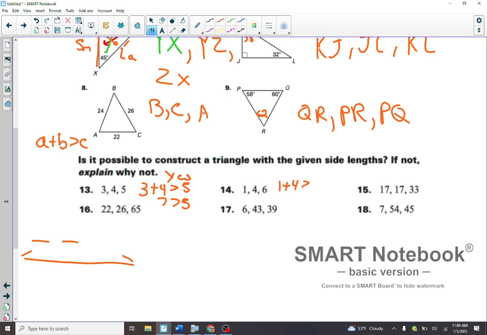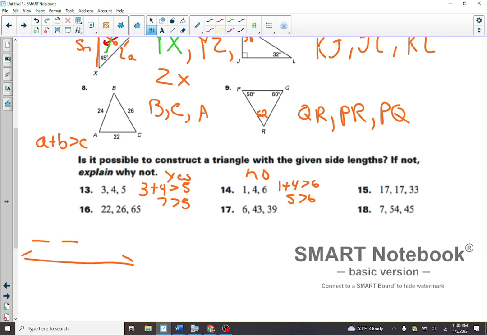1 plus 4 is bigger than 6? You just do 5 is bigger than 6. Is that true? Add it up, they need to be bigger. So this is no. Remember, it's a pattern: always the two smallest have to be bigger than the third, the biggest. Okay?